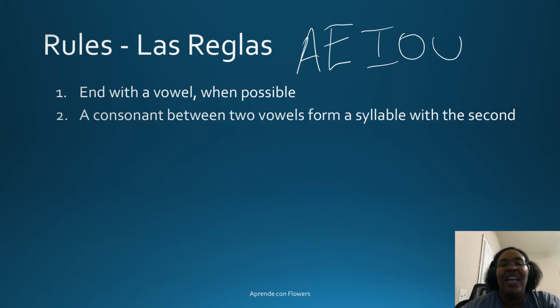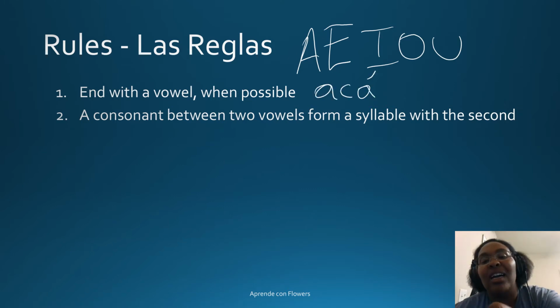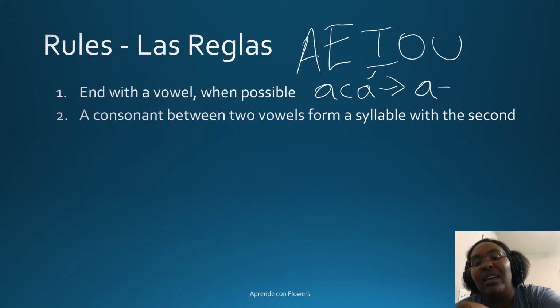Okay? A consonant between two vowels forms a syllable with the second. Well, look at the word acá. That means here. That one will break into a, cá.